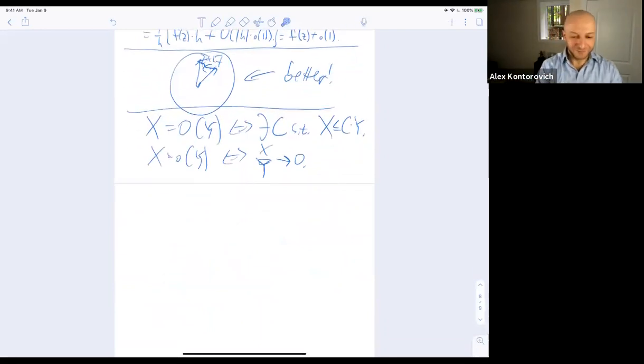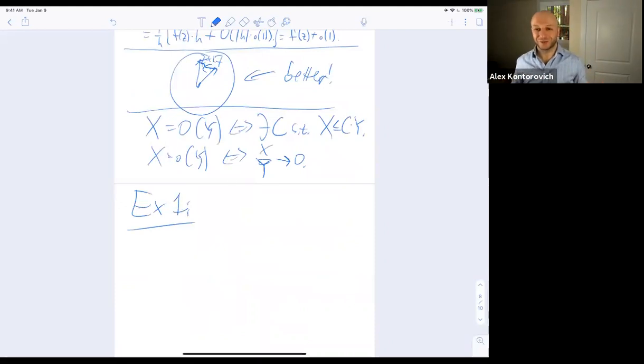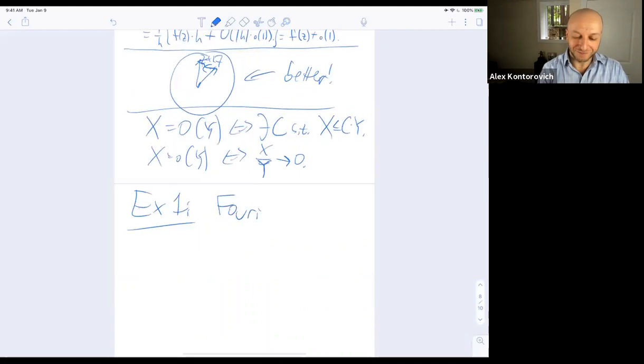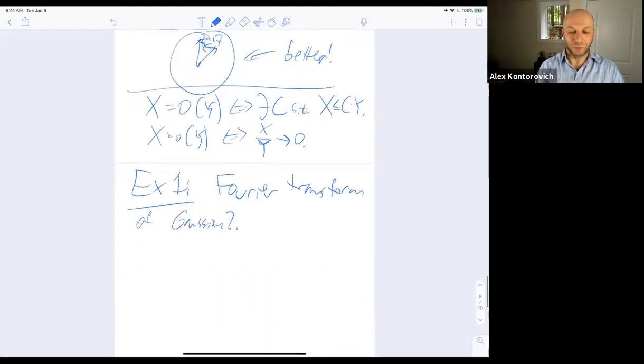So here's a theorem. Let's call this exercise or example, Example 1. We're going to start using toy contours to prove all kinds of things that, in principle, we have no business knowing how to prove. Okay. Fourier transform of the Gaussian. What in the world do I mean by that?